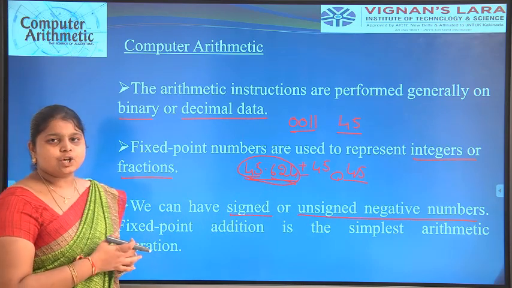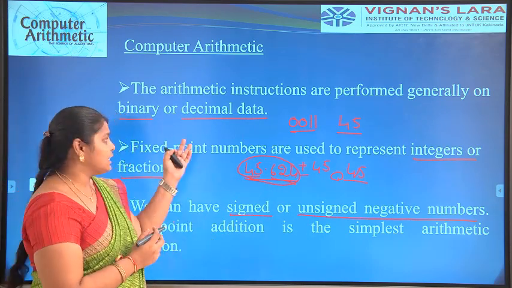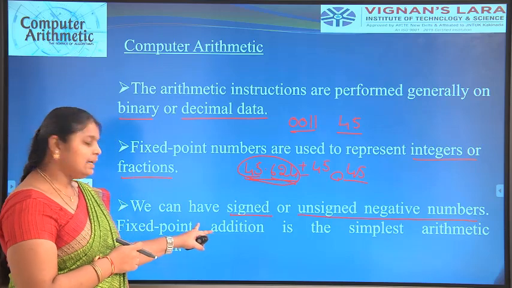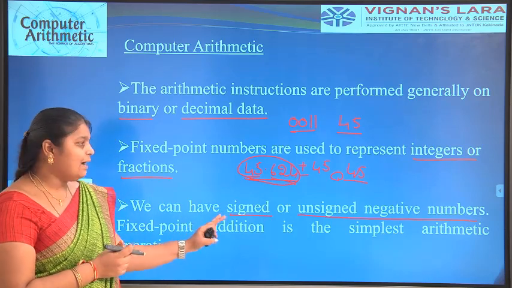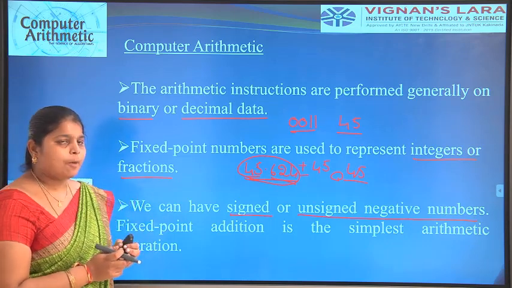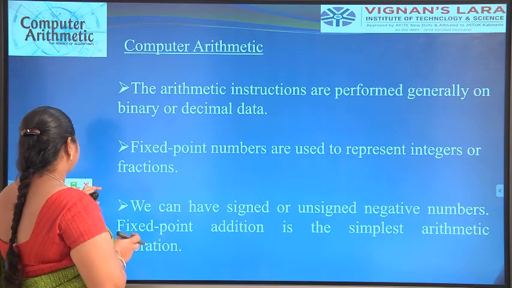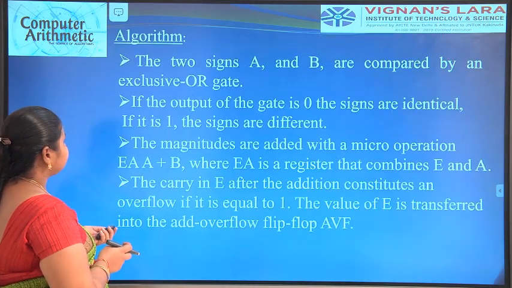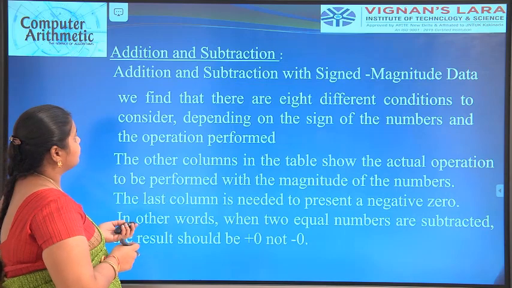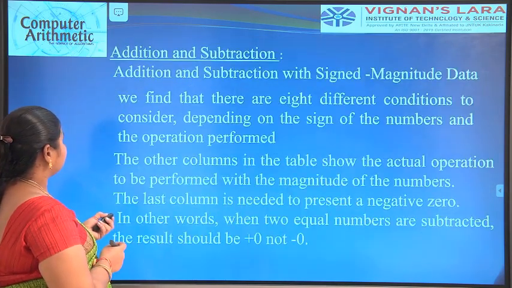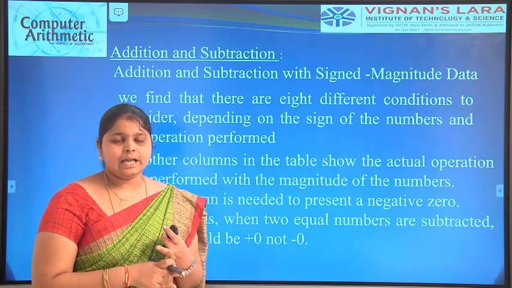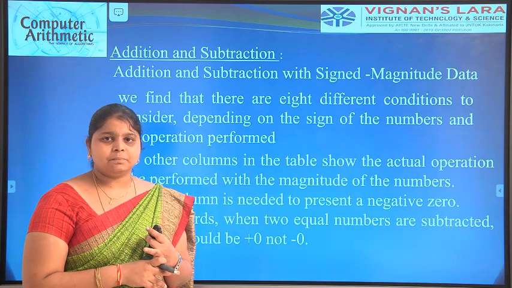The arithmetic instructions are generally in the form of binary or decimal format. Fixed point representation consists of integer or fraction values, and it covers both signed magnitude and unsigned magnitude numbers. In fixed point representation, it uses simple arithmetic operations. In computer arithmetic, we have four main arithmetic operations: addition, subtraction, multiplication and division.